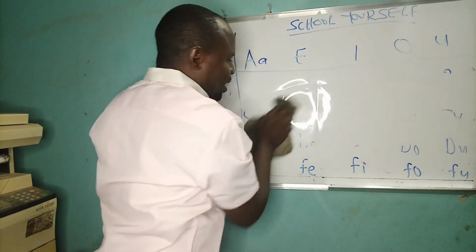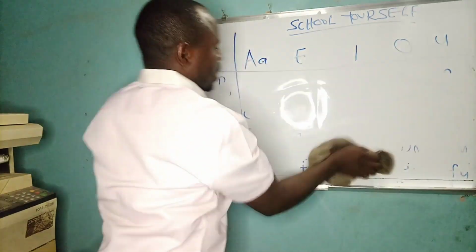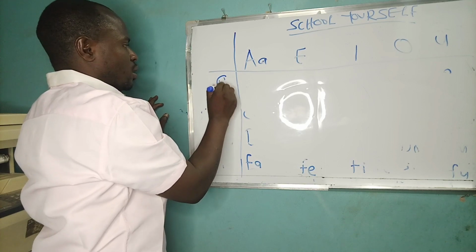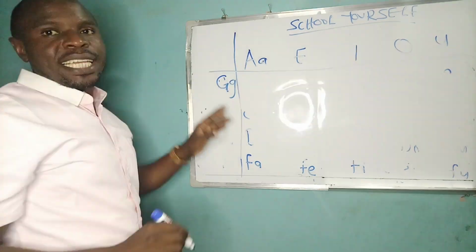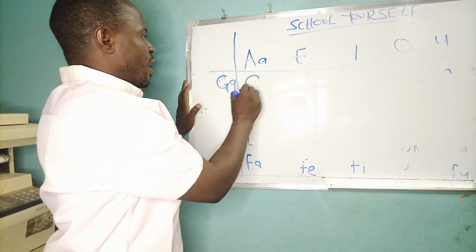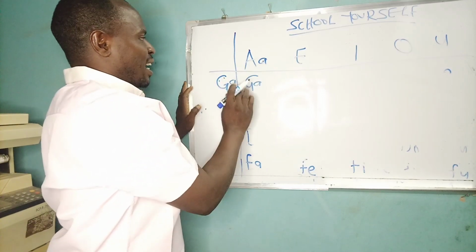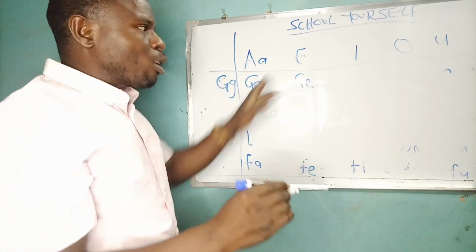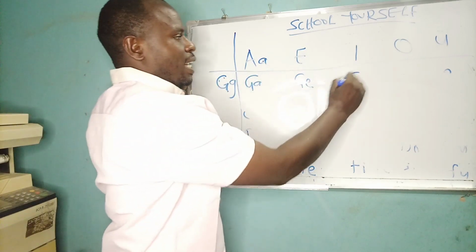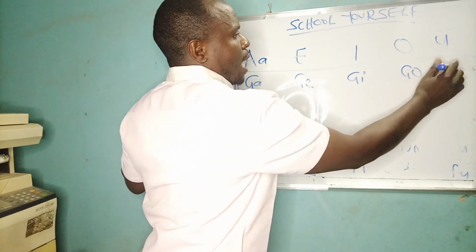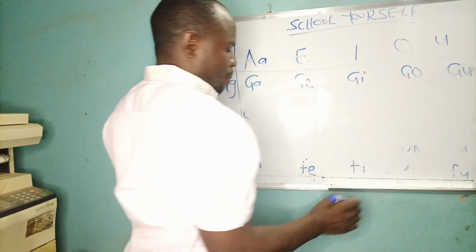G. For G, the sound of G is "g." So you're having G-A, that's "ga." G-E, that's "ge," because it's E sound. G-I, that's "gi." G-O, that's "go." And G-U, that's "go."